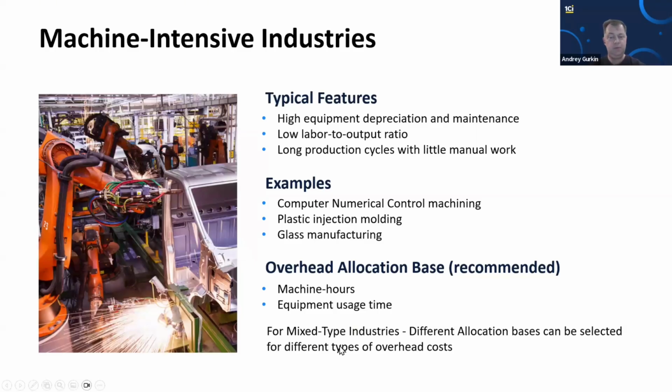For mixed type industries, maybe one of the departments is producing, I don't know, some snacks, the other some cars, etc. That's why we can use different allocation bases for different departments, and even for different items. We'll take a look at the examples later.